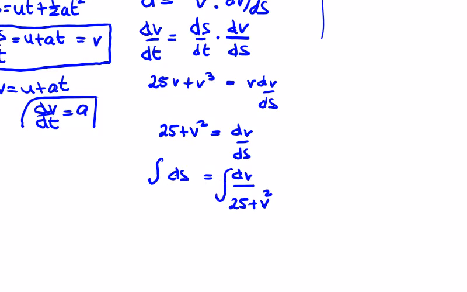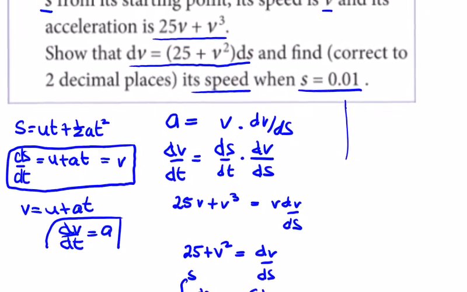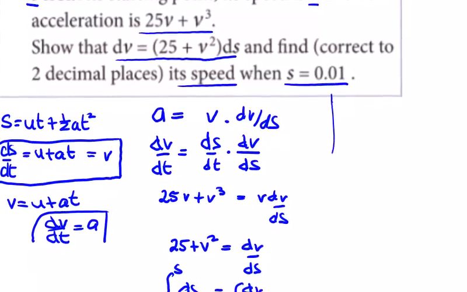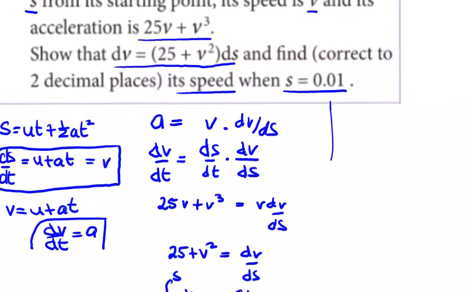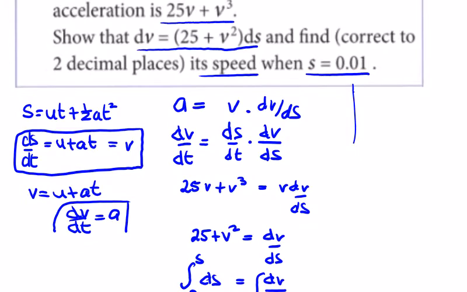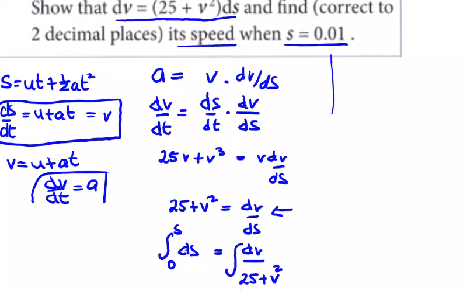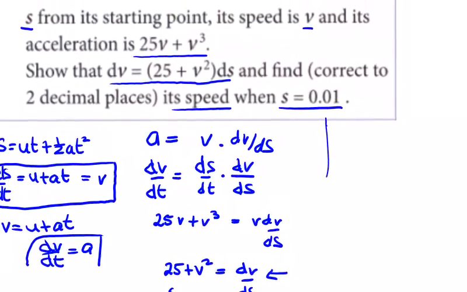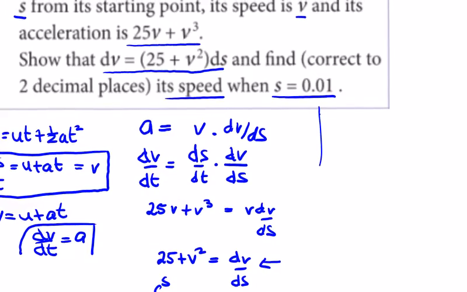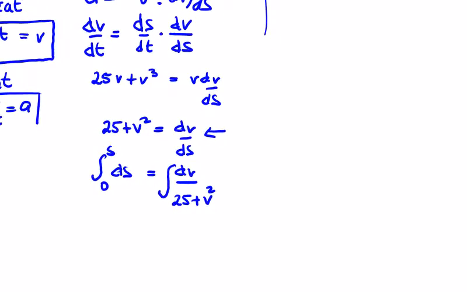The integration of these is going to be between 0 to find s, and we're given some information. We're asked to show that dv is equal to that. So if I multiply across by ds at this line, we get dv is equal to 25 plus v squared ds. Just tidy that up.